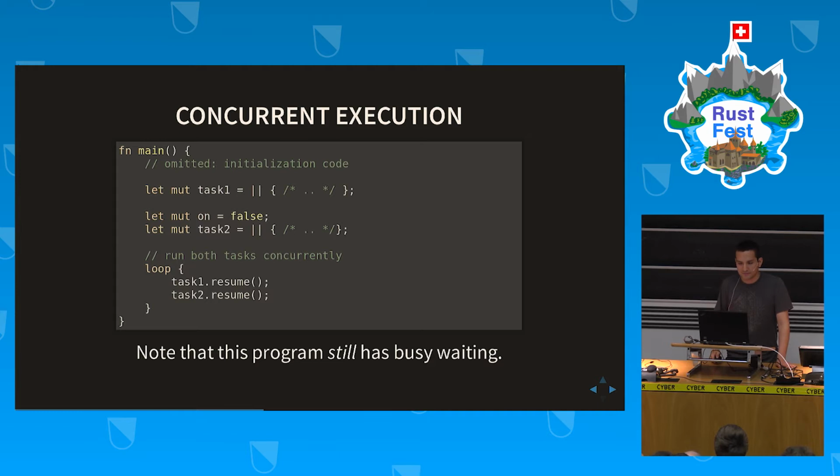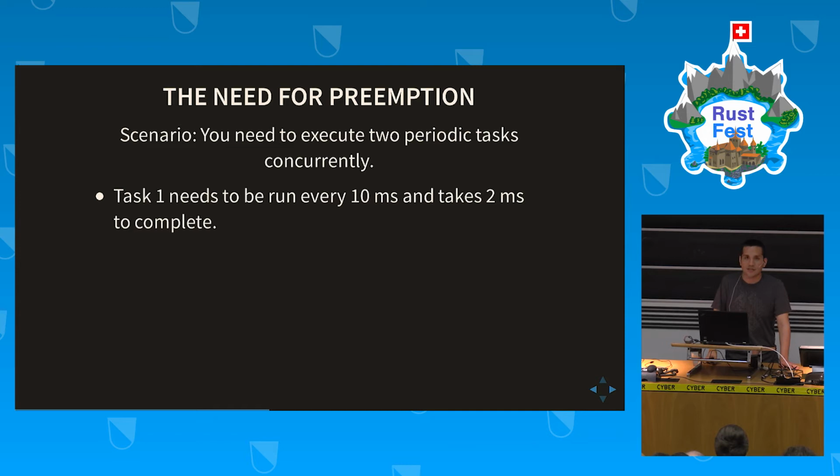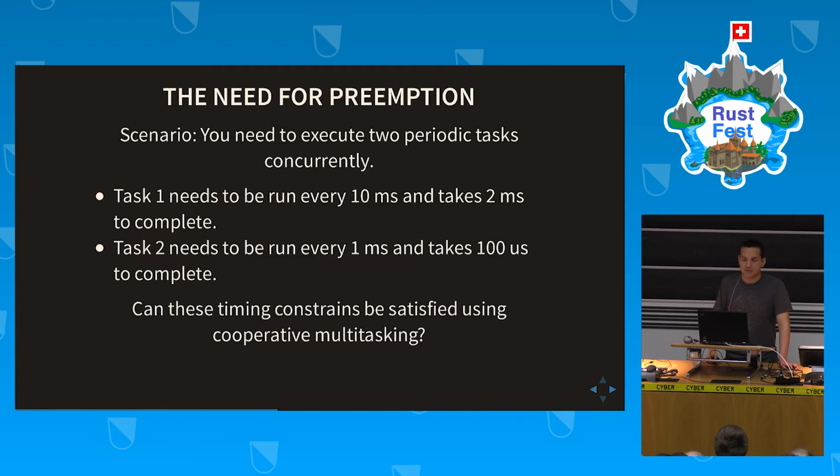Now imagine this scenario. You need to execute two periodic tasks concurrently, like in the previous example. But this time, let's say that task one needs to be executed every 10 milliseconds and takes 2 milliseconds to complete. And the second task needs to be run every 1 millisecond and takes 100 microseconds to complete. So can this timing constraint be satisfied using cooperative multitasking?